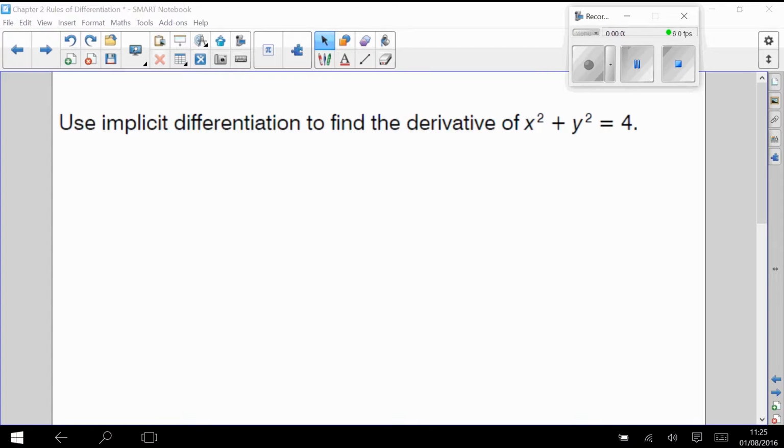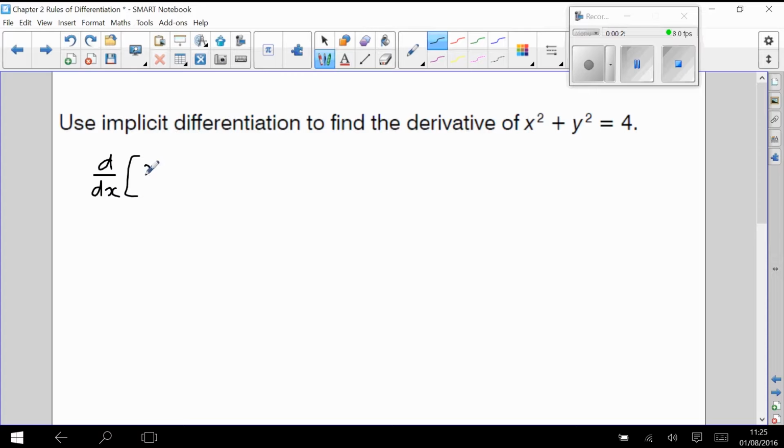In this equation, we can see that y cannot easily be written as the subject of the formula. And so because I want to find the derivative of the equation, I'm going to use implicit differentiation. If I go according to the method that I showed you before, it means that I still want to find the derivative of the left-hand side.